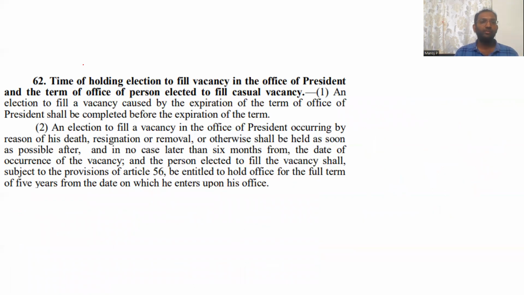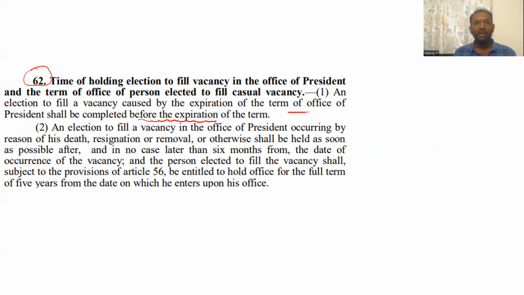Next, Article 62. The time of holding. So, when should the election to the office of president need to be held? It says that the election to fill a vacancy caused by the expiration of the term of office should be completed before the expiration of the term. It means that the present elections, of Smt. Draupadi Murmu, were held even before the expiry of the term of the outgoing president, Shri Ram Nath Kovind ji.